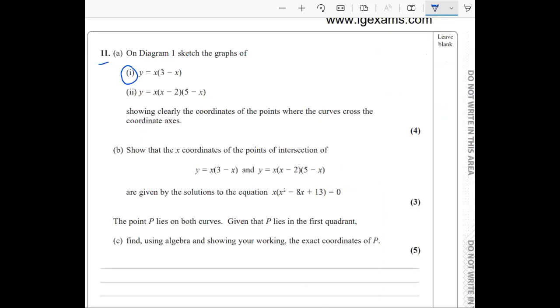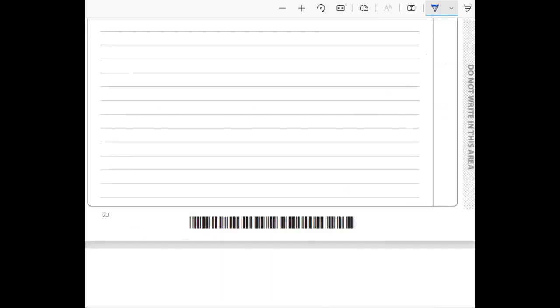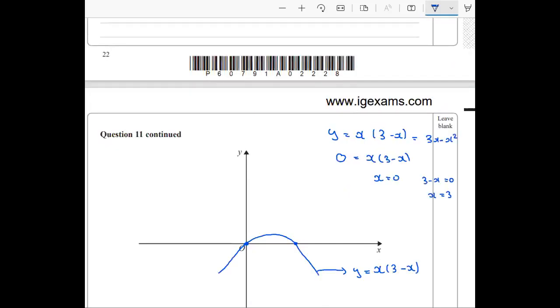Okay, let's talk about the other one now. So this is the second one: y equals x into x minus 2 into 5 minus x. So we have three factors. This means that it would be a cubic curve. Do you know how to plot cubic curves?